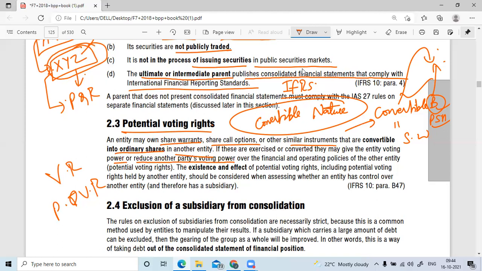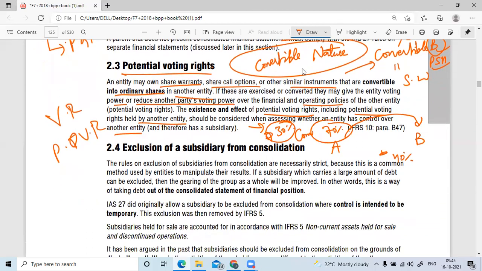Over the financial and operating policies of the other entity. So the existence and effect of potential voting rights, including potential voting rights held by another entity, should be considered when assessing whether an entity has control over another entity. For example, if A company has a 40% holding in B company, and they have convertible bonds of B company, those convertible bonds in future would become 30% more shares. Now A has how much holding? 70%. So that 30% is called potential voting rights, increasing A's stake in B company.